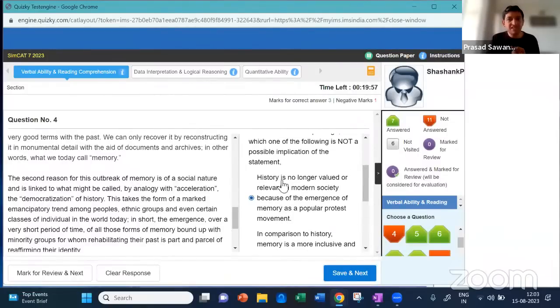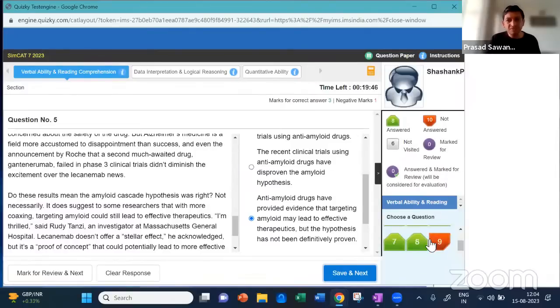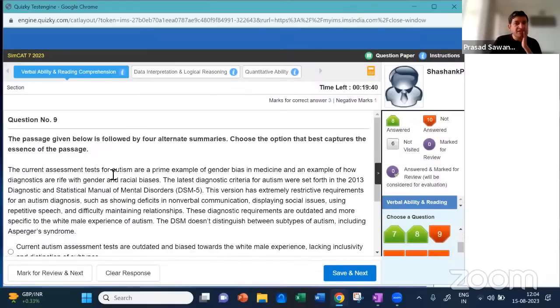I don't think this is the case, because history is no longer valued or relevant is not what they're saying. They're talking about memory in general being more democratized and being accessible to more people. Fair enough. We'll not spend a lot of time on this now. So let's look at some VA questions, because I've spent a lot of time doing this.